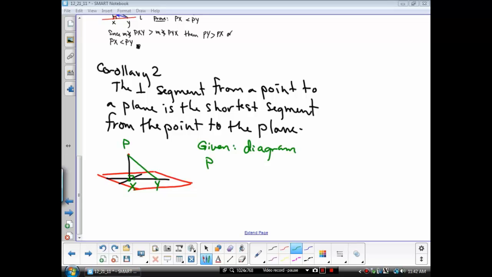So what we want to prove here is that PX is less than PY. And what I'm going to write for a proof is see the proof for corollary 1.